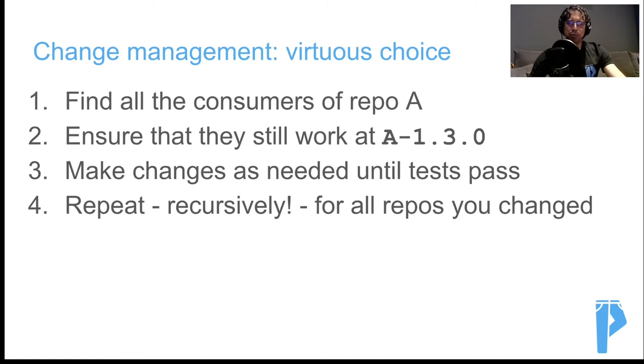When it comes to change management, the first choice you can make is the virtuous choice. This is if you want to be a good guy. You find all the consumers of repo A, that includes your repo B, but there may be many others. You have to ensure that they still work with your change at your new version, and maybe there are other changes bundled up in that version as well. And you have to make changes as needed to all of those consumers of A until you're convinced that your change is good. So maybe all the tests pass in all those other repos. And that's a lot of work because, for one thing, how do you know who all the consumers of repo A are? Right, remember that the metadata about who consumes who lives on the consuming side. The repo A has no metadata about who is using it.